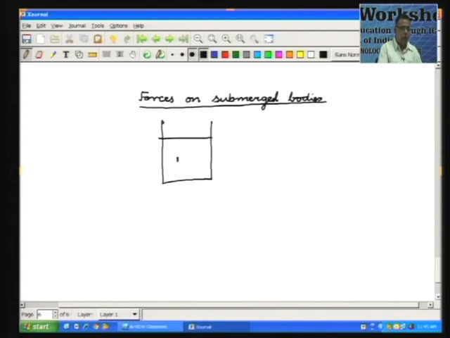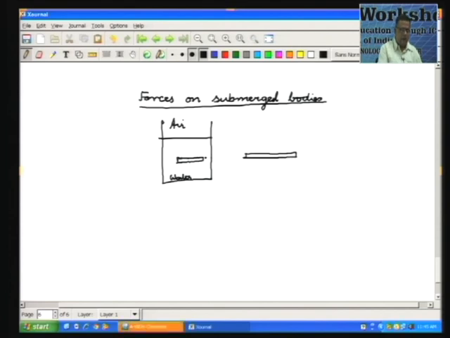Now, suppose you have a solid plate which is in the water. So, you have air above and you have water. And we are interested, let us say, in the force exerted by the two fluids on the top surface of this plate. So, let us draw a free body diagram of the plate.